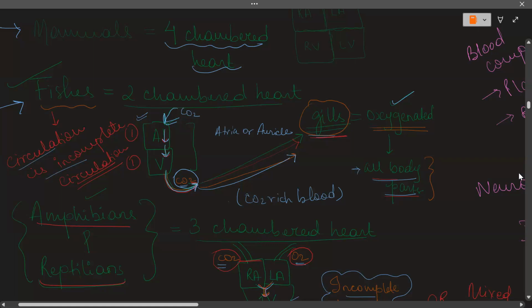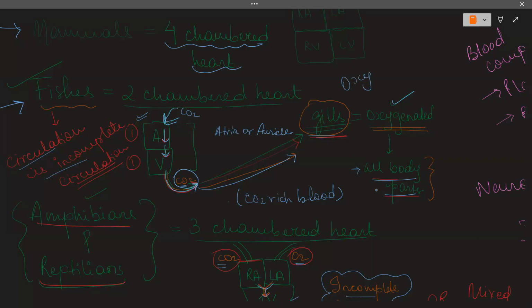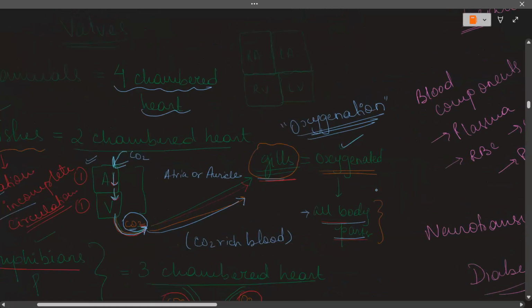Then you write down, this deoxygenated blood is carried to the gills for oxygenation. This deoxygenated blood is carried to the gills for oxygenation. Can anyone tell me what is the meaning of oxygenation? What is the meaning of oxygenation?